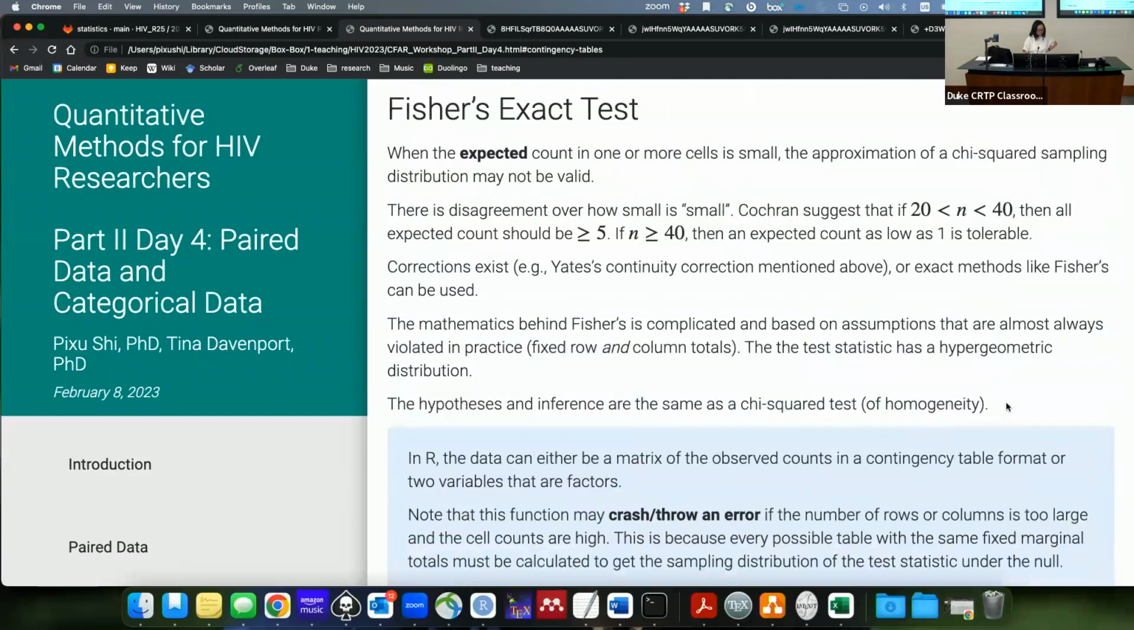But Fisher's exact test and the chi-square test are just 2 different tests that test the same hypothesis. There's no difference between the hypotheses that they test. It just depends on the sample size that you have, whether you have a small count in a cell of the table.